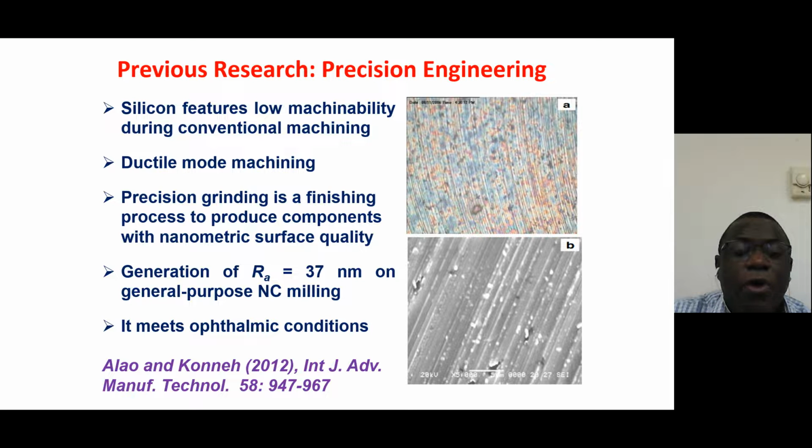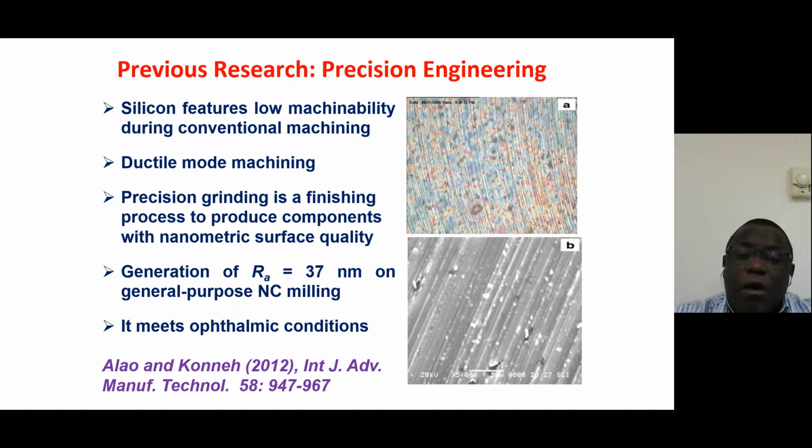So to enhance the spindle speed to about 70,000 revolutions per minute up to 90,000 revolutions per minute. And that one will now give us what is known as high-speed grinding. So, I used that principle on silicon to generate an average surface roughness of 37 nanometers on a general purpose numerical control milling machine instead of the special purpose surface grinder.